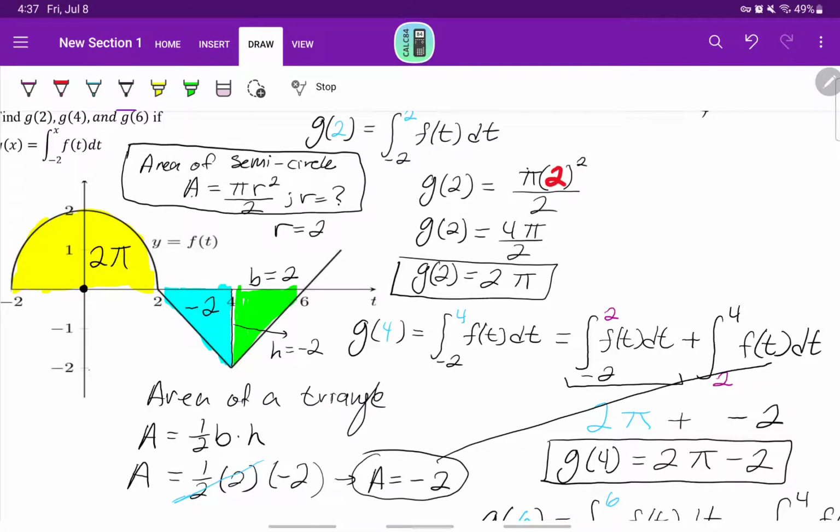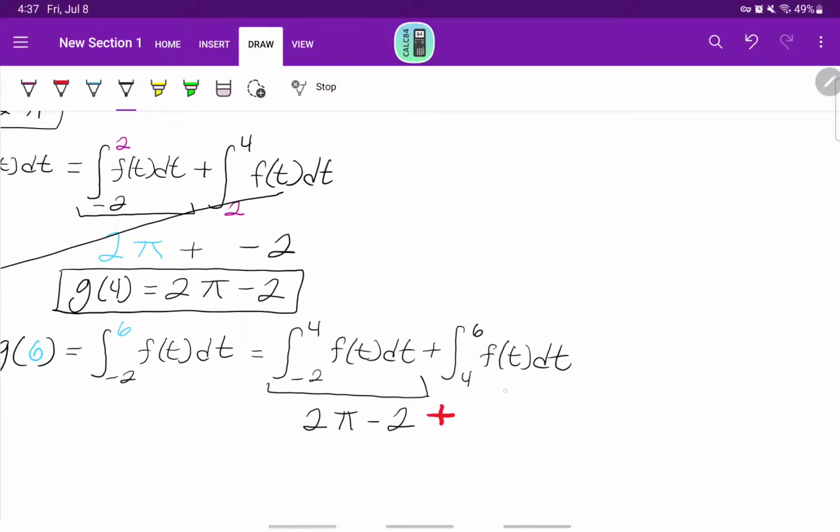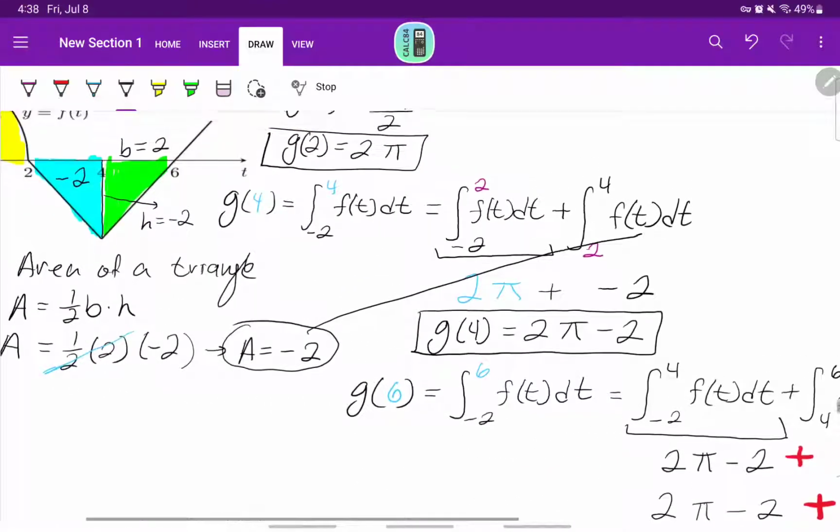So to find the area of the green triangle, it is going to be 1/2 times base times height. So I'm going to do it over here. It's going to be 1/2 times the base, which is 2, times the height of that green triangle, which is also -2. These two simplify each other out. So we're left with just -2. Bring down everything else. So the area of the green triangle is -2.